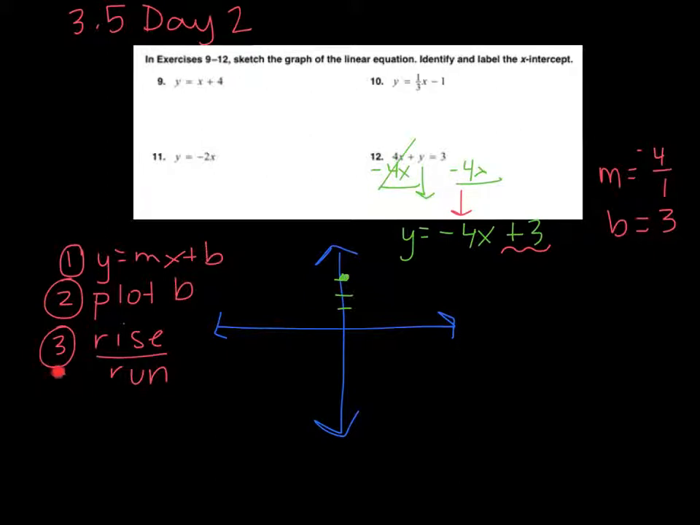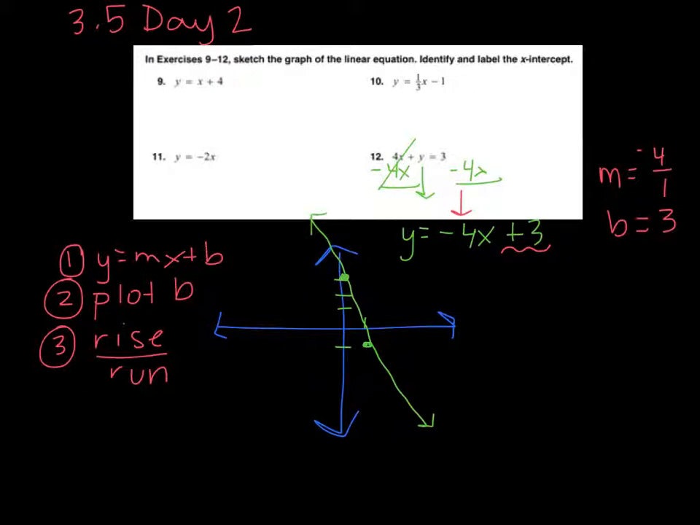Then step 3 is to rise and run the slope to find another point. So my slope right here was negative 4 over 1. So from the y-intercept, I'm going to go down 4. So 1, 2, 3, 4. And I'm going to go to the right 1. And I'm going to put a point. Okay, so I just went down 1, 2, 3, 4 over 1. And I put a point. Now I can draw a line through those points in order to get my line.